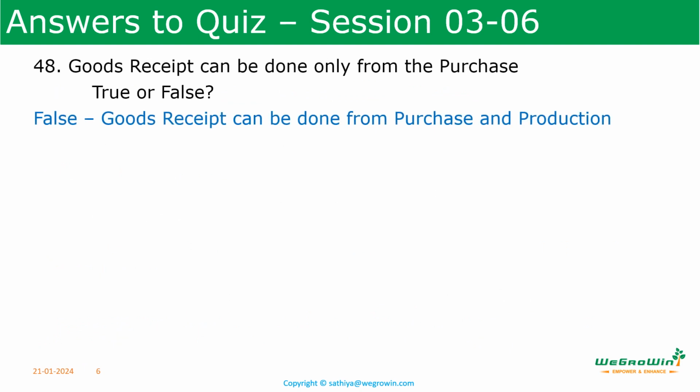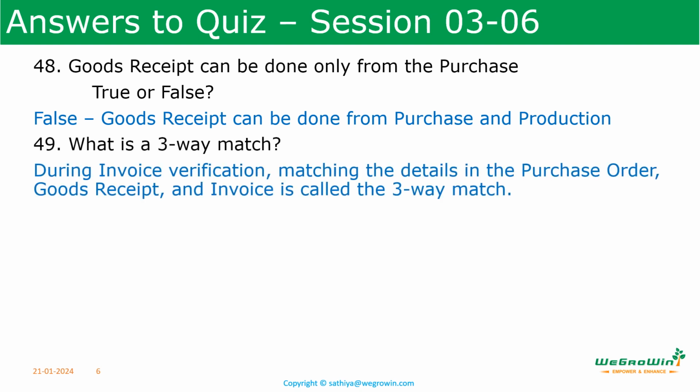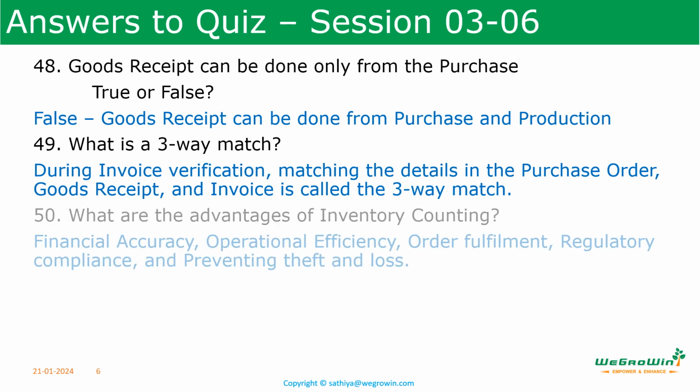Goods receipt can be done only from purchase order, true or false? No. Goods receipt can be done from purchase order and also from production, from subcontracting, those kind of things. And also initial stock upload, we can do the goods receipt. What is a three-way match? During invoice verification, matching the details in the purchase order, goods receipt and invoice. This is called three-way match.